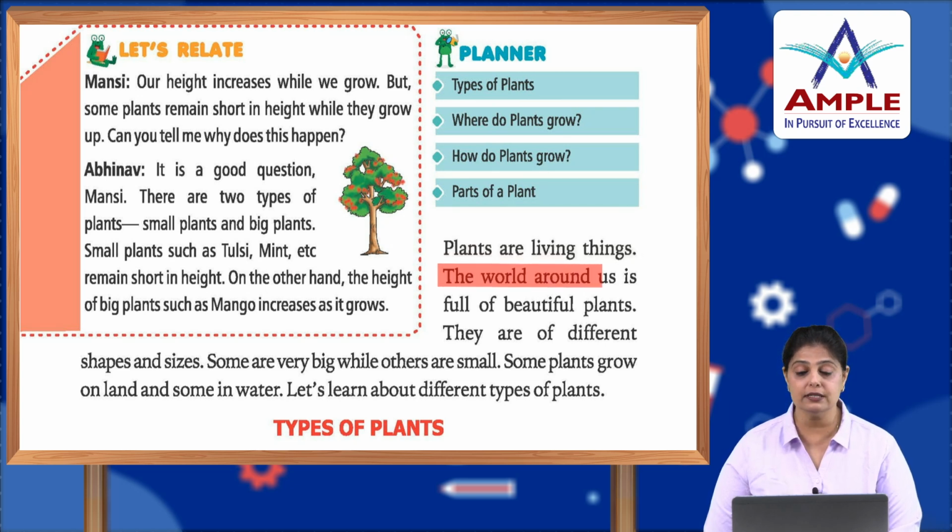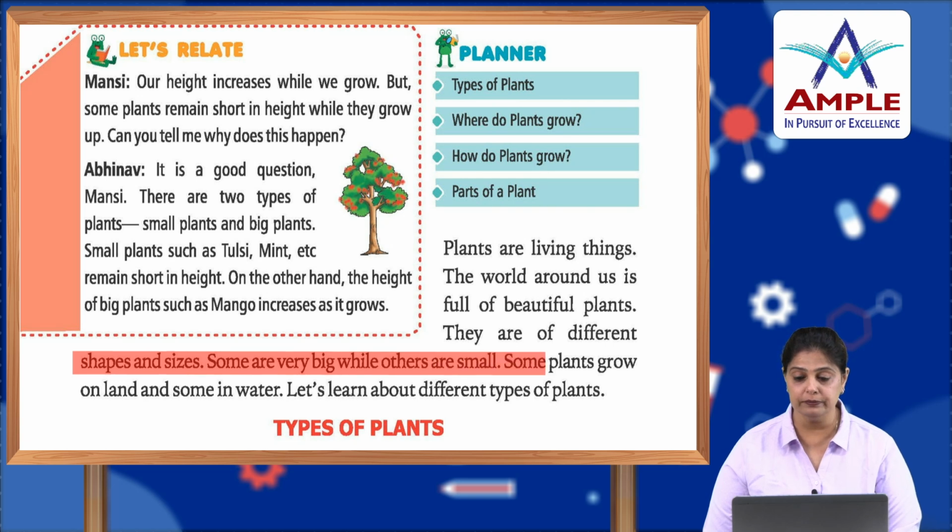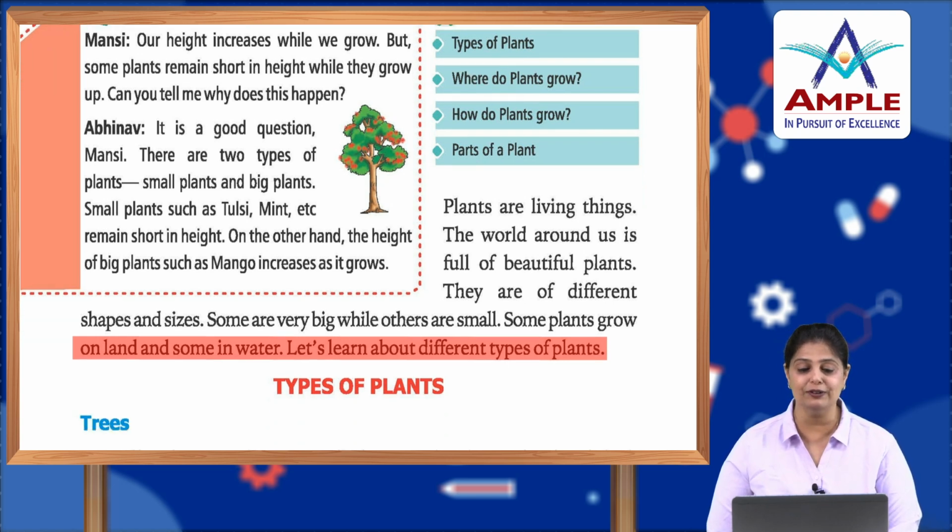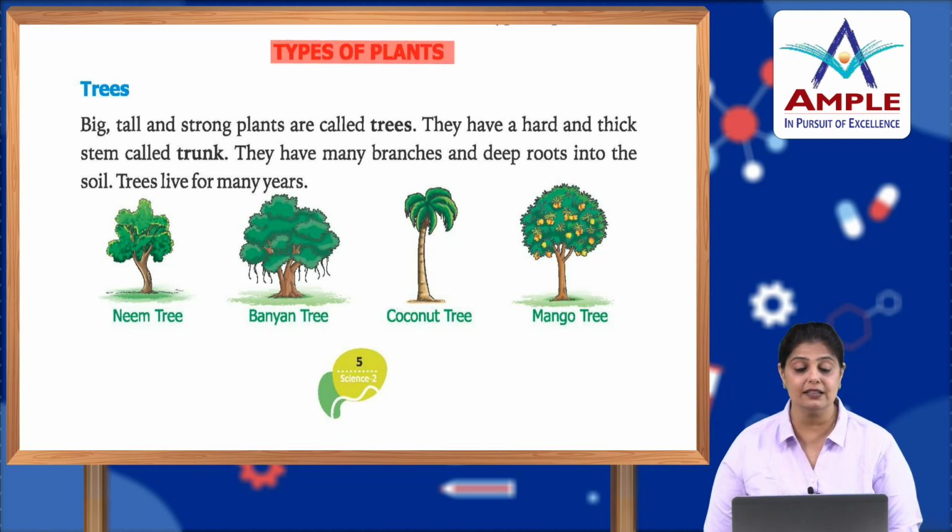The world around us is full of different and beautiful plants. They are of different shapes and sizes. Some are very big while others are small. Some plants grow on land and some grow in water. So, let's learn about different types of plants. Okay? So, children, you must have seen around you that there is variety of plants all around us, isn't it? Some are big, some are small, some are broad, some are narrow. Some are climbers, some are creepers. Now, let's talk about the different types of plants.